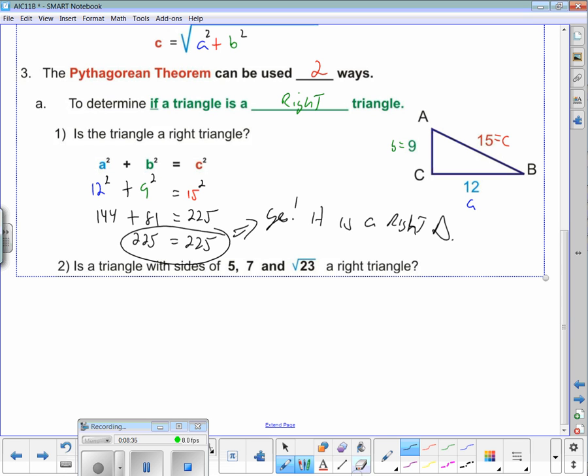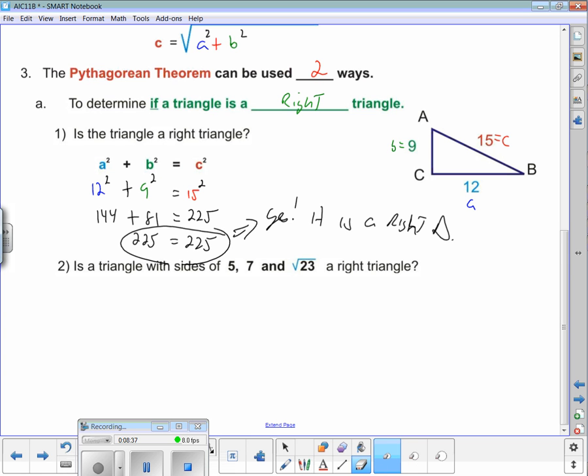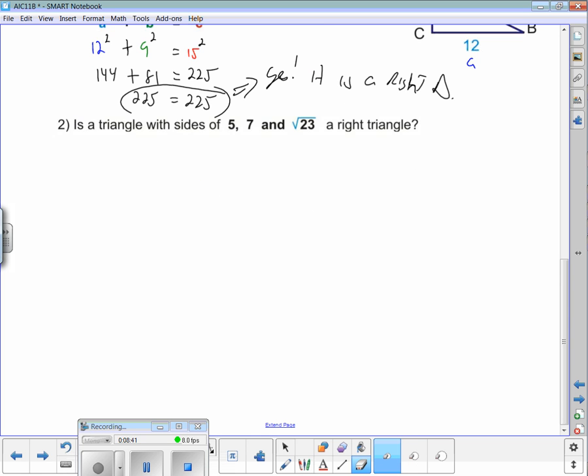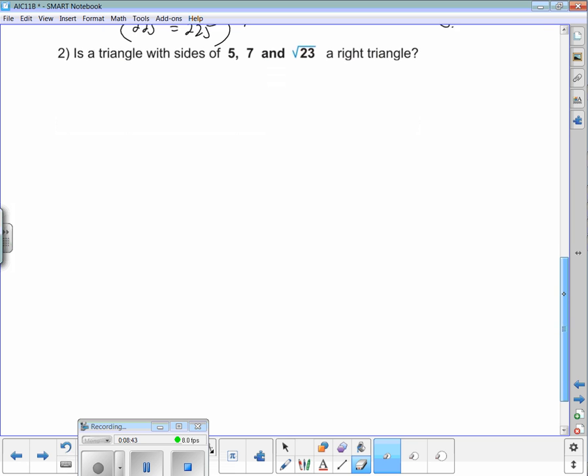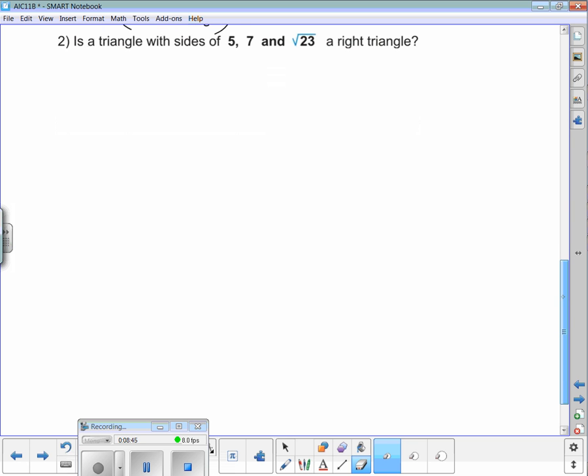All right, so then you also get problems like this where you don't have a picture. So notice our second example here, there's no picture. All right, what are we going to do with this? Okay, well, we have to determine which side is the hypotenuse. So if you had a 5, a 7, and the square root of 23, which one would be the hypotenuse?